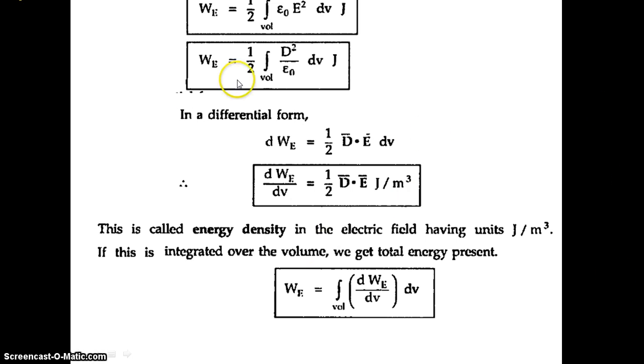So this expression is called the energy density in the electric field. If this is integrated over the volume, WE equals integral dWE by dV dV. So the energy density in the electric field is given by half D dot E.